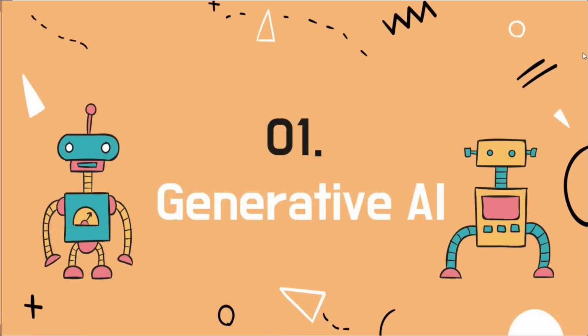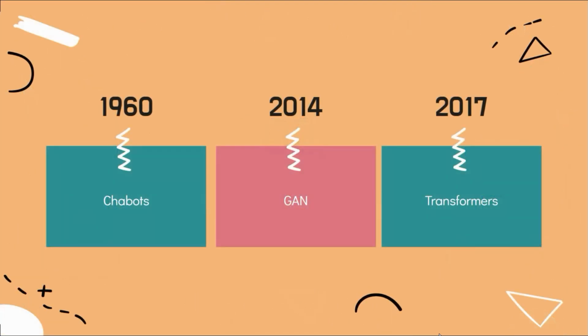So let's just start with generative AI. Generative AI is not a new technology. It goes back to the 1960s when it was used for chatbots. Then in 2014, with the introduction of GAN, which is a machine learning algorithm, it was possible to produce even more realistic but fake images. In 2017, Transformers, a Google product, changed language models by introducing an attention-based encoder-decoder architecture. We will take a closer look at this later.